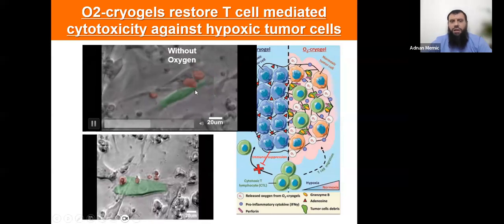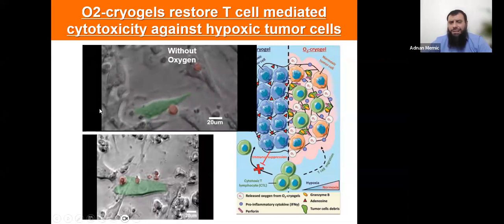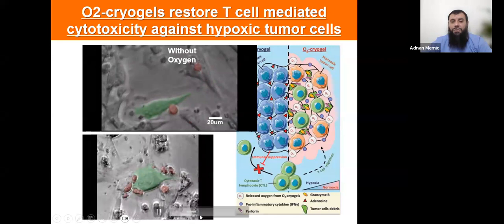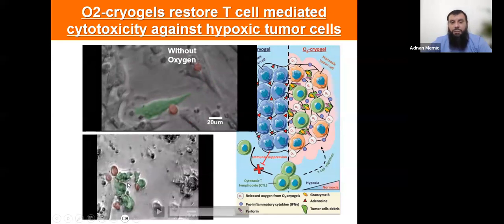Without oxygen, you have these immune cells. They're walking right by the cancer cells. They don't really care that the cancer is there. But if you have those same immune cells with oxygen, they immediately are able to recognize that as a cancer cell and eat it up. So with oxygen, you're able to rescue that immune function of the cells and get the T cells to kill the cancer cells.